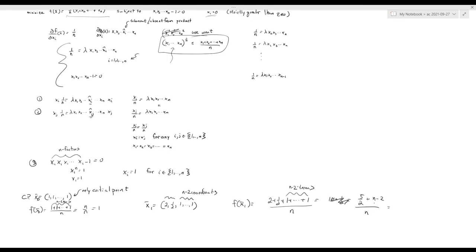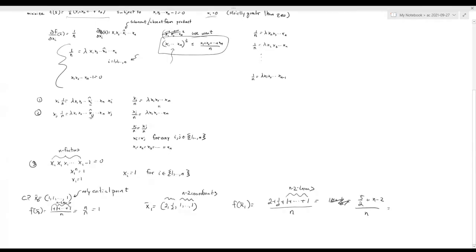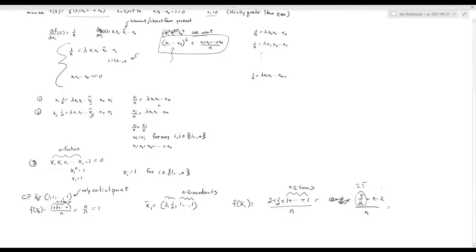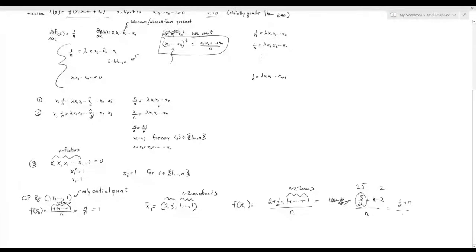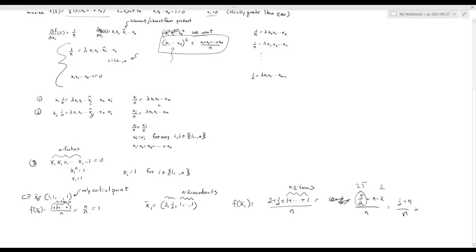Is that going to be smaller or bigger than 1? Well, let's think about it. This is 2.5, this is minus 2, so you get 1/2 plus n. So it'll be larger. So we found a different point that's still on the level curve. This still satisfies the constraining equation.